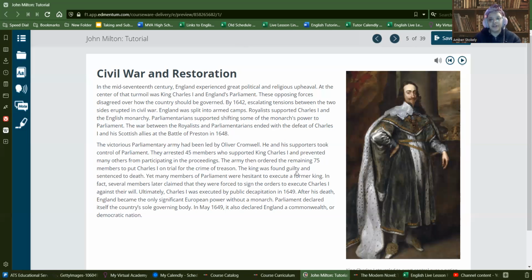We're doing something different. And in 1649, after the execution, Parliament also declared England a commonwealth, or a democratic nation. So they said, we're done with the monarchy. We're not doing that. We're going to be a democratic nation from now on. And in the next slides, we'll see how that goes.